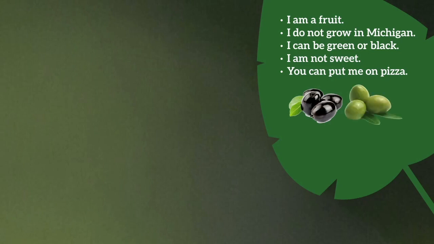Couple more left. I am a fruit. I do not grow in Michigan. I can be green or black. I am not sweet, and you can put me on pizza. Black olives. Green olives. What part of the plant do olives come from? They are considered from the fruit part of the plant. Great work.